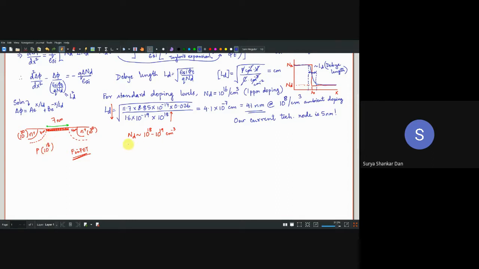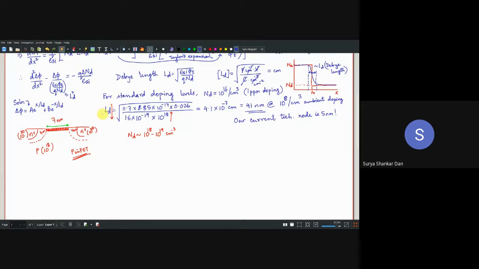So that means if you are scaling, what we have observed over here is that the dimension LD, if it is becoming 1/10, we have to increase ND by how much? 100 times. So that means if we want to scale LD by X, we have to increase the doping by X square. X is the number of times we want to scale the dimension.